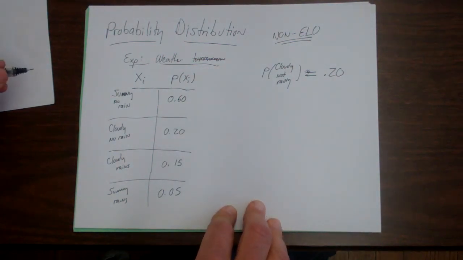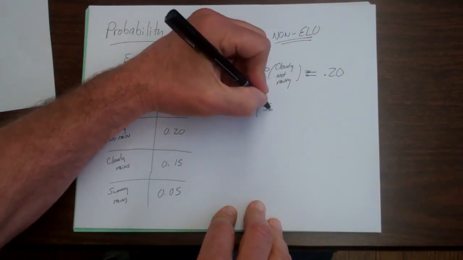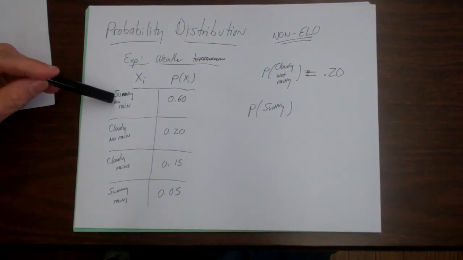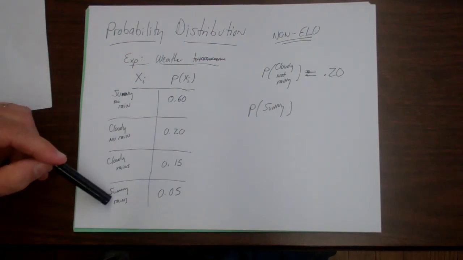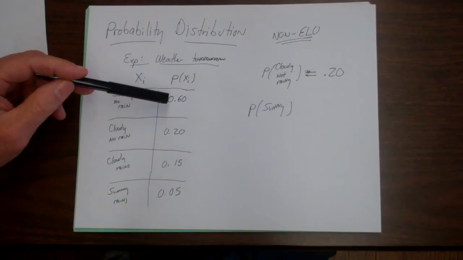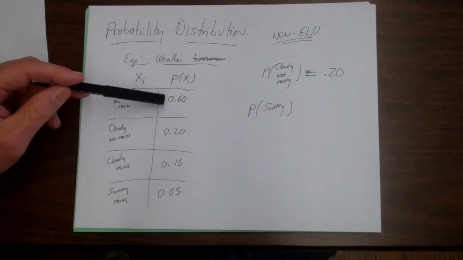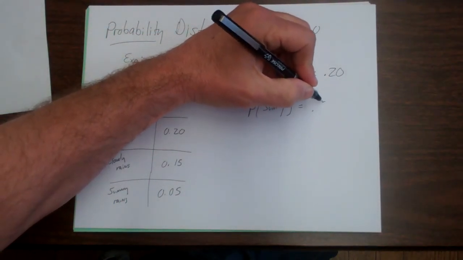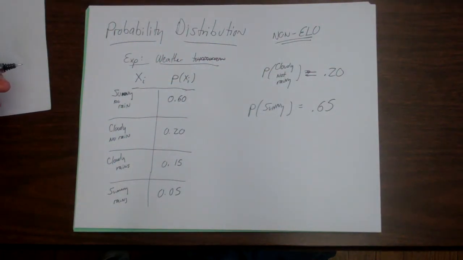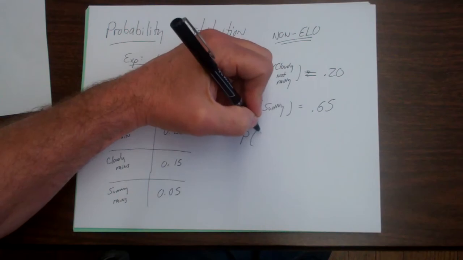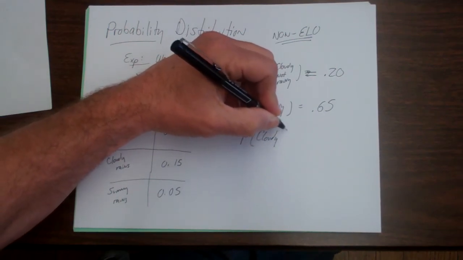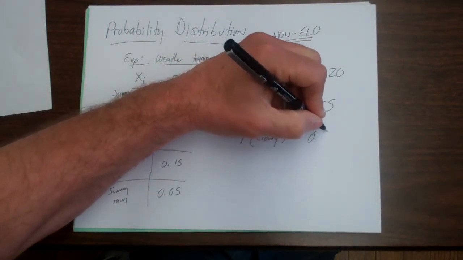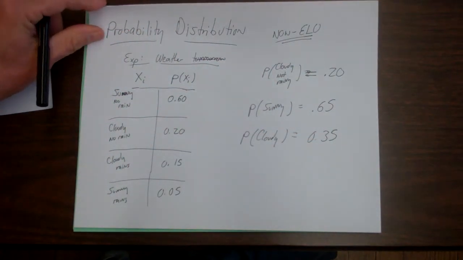0.20. Now let's say the probability that it's going to be sunny. If you think about that, there's two ways it could be sunny. It could be sunny and not raining, or sunny and raining. So in this distribution, the probability of sunny and raining plus sunny and not raining would be 65%. So add them up together. And the probability that it is cloudy, whether it's cloudy and no rain or cloudy and rain, is 35%. So that's a probability distribution.